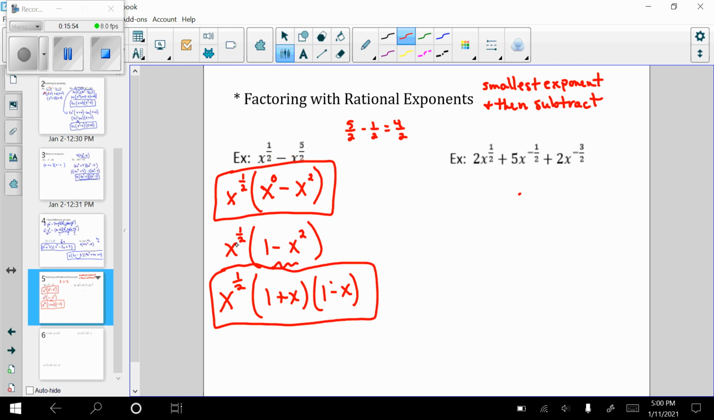Okay, so for this next one, I'm going to have to deal with some negatives. My smallest exponent showing here is -3/2. That's smaller than the rest of them. For my coefficients, I don't have a common factor that I can pull out. So I'm going to be pulling out x to the -3/2.